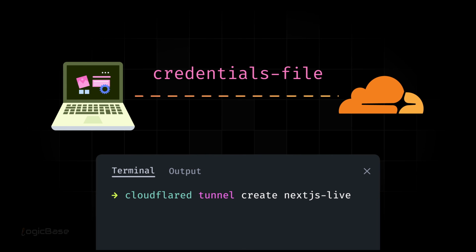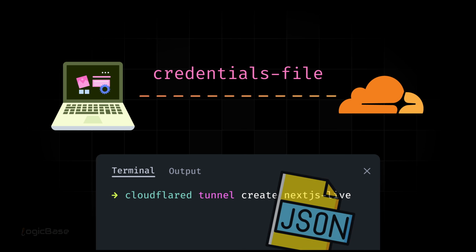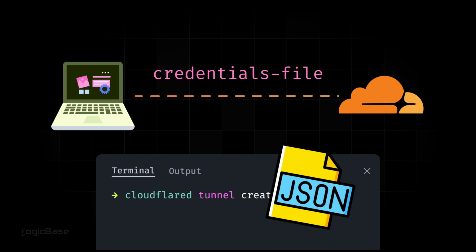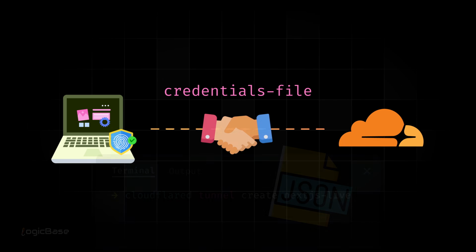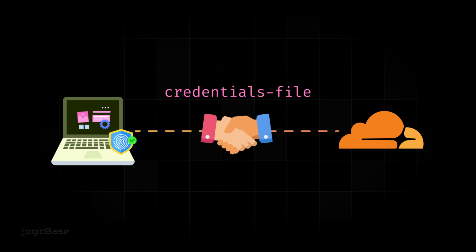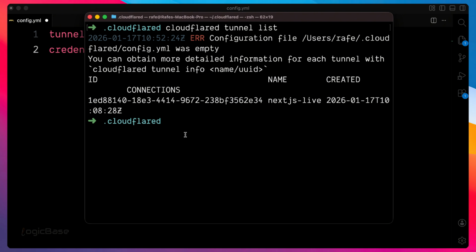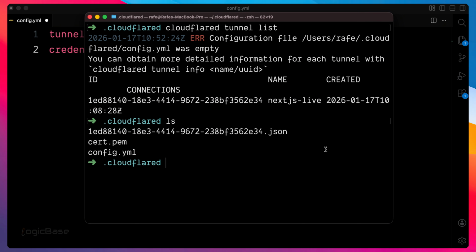We didn't create these credentials files separately. When we ran the cloudflared tunnel create nextjs-live command, Cloudflare automatically created a .json file. Cloudflare provides this file so we can authenticate securely with Cloudflare when starting the tunnel later. Since I am inside the .cloudflared folder, I run the ls command and you can see the file.